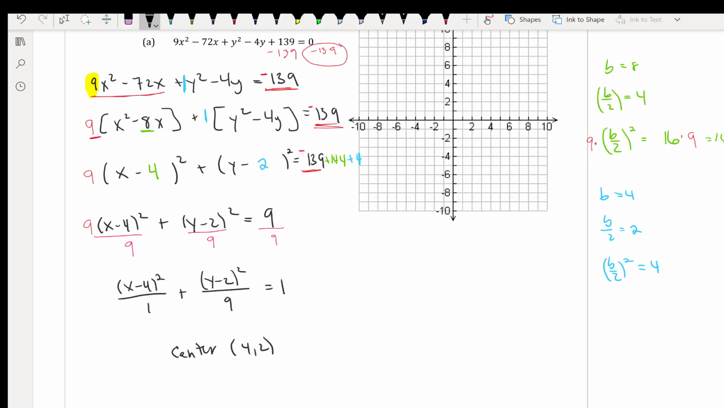So now I can very easily say that my center is at 4, 2. So I'm going to go ahead and draw that center, 4, 2. I also know that along the x-axis, I'm going to go 1 in each direction. And along my y-axis, I have my a squared equal to 9, so a is equal to 3. So from that center, I'm going to go up 3, and I'm going to go down 3. So now I have my ellipse. So that is what my ellipse is going to look like.